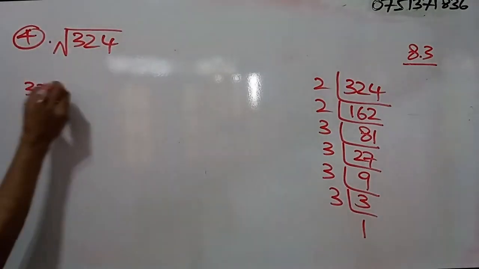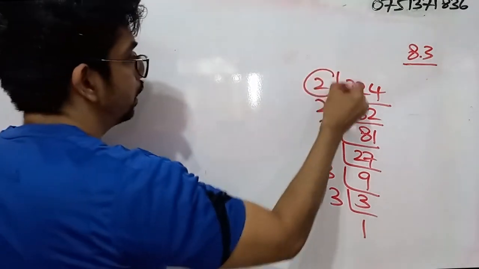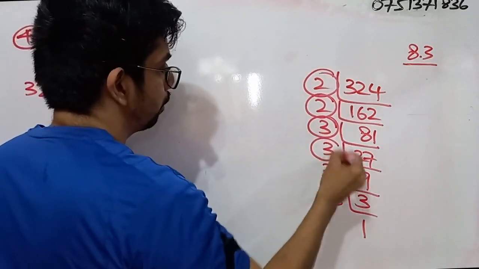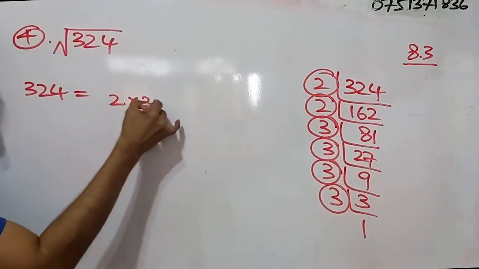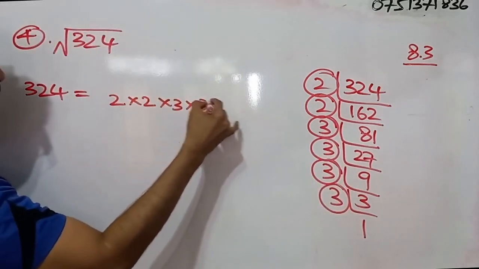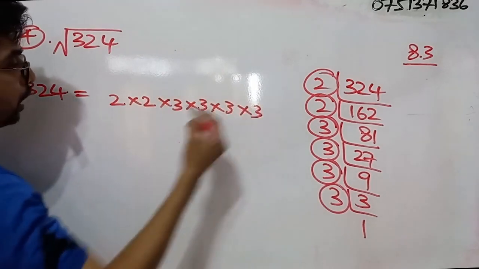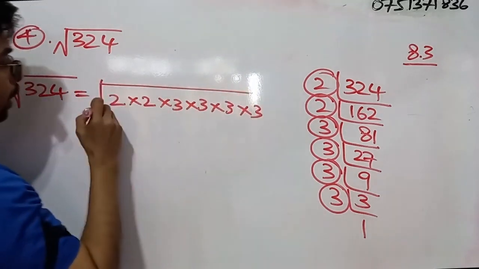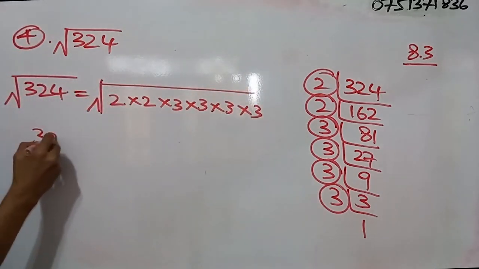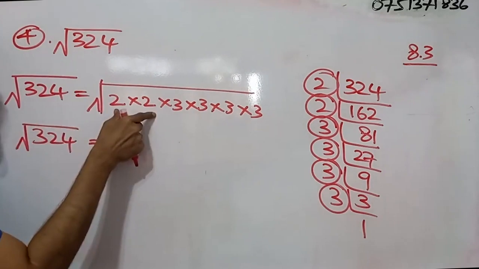324, that is equal to what? We have to consider these numbers. Right? So 2 into 2 into 3 into 3 into 3 into 3. So we have to consider the square root. Do the same thing for the other side. Right? 324. 2 pairs of 2's.